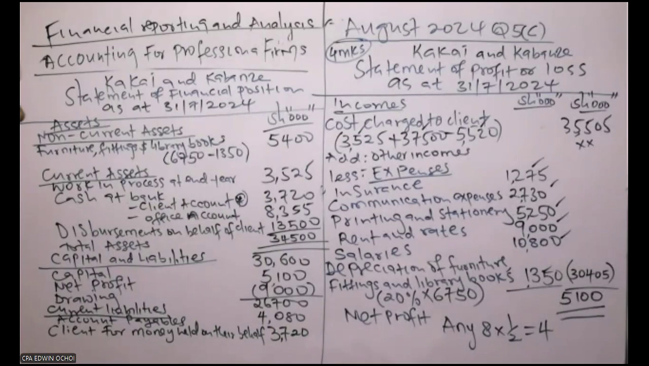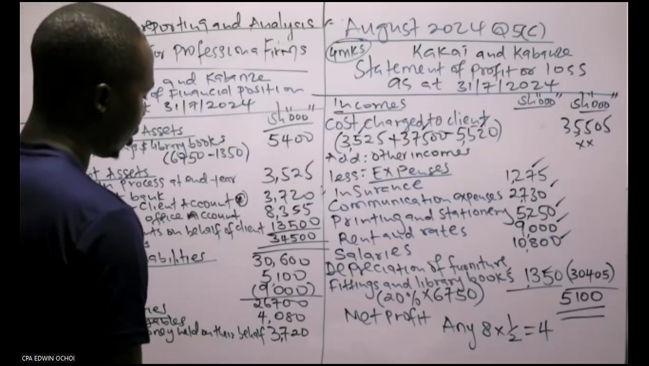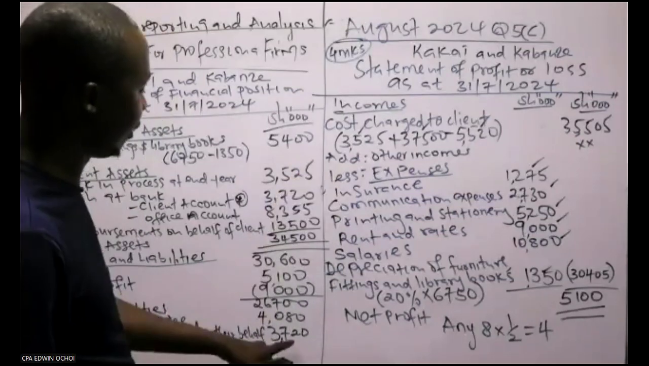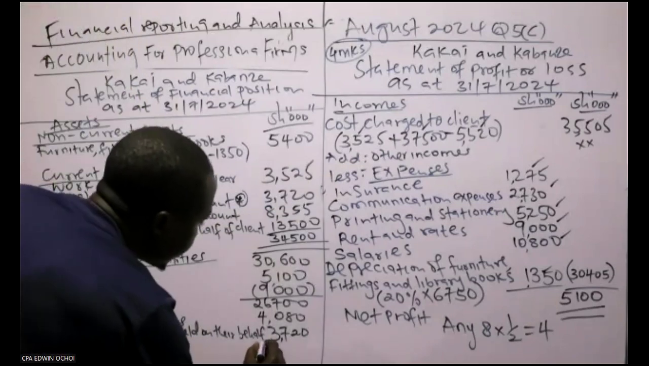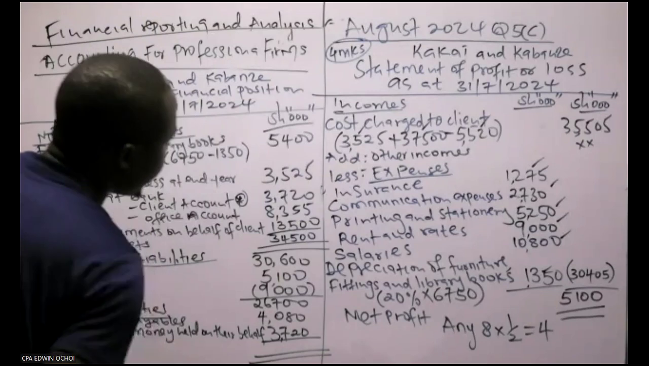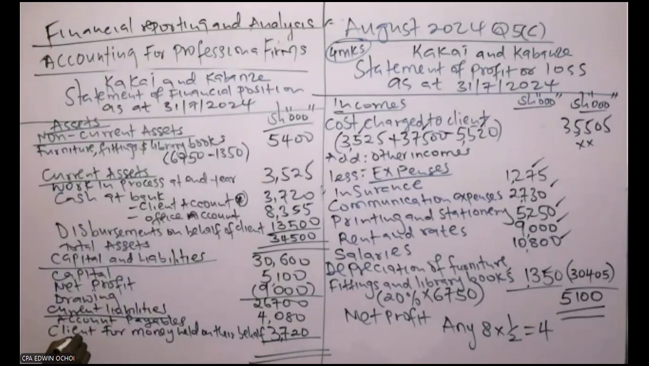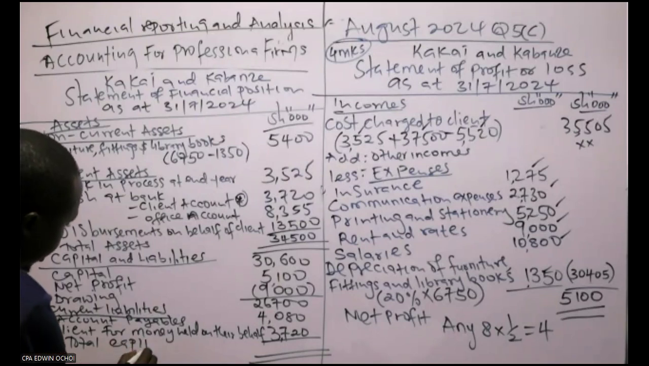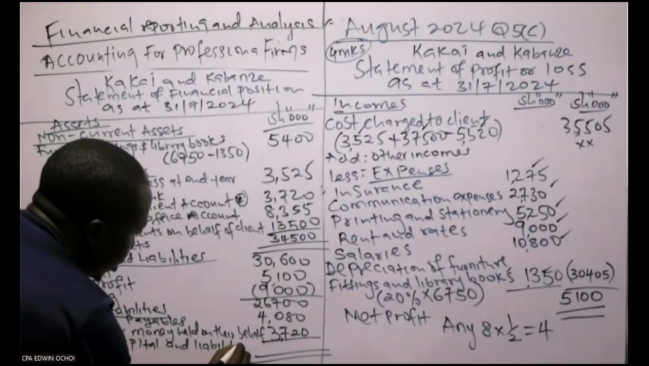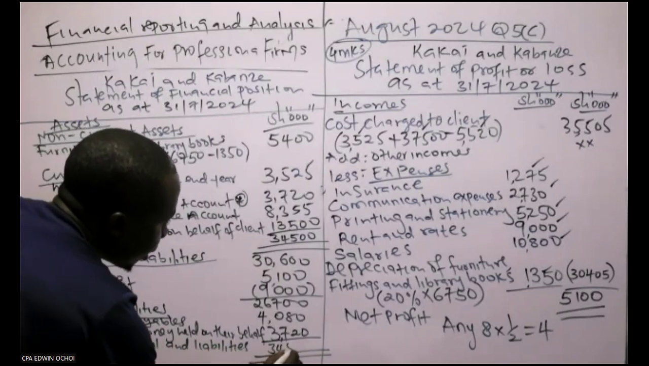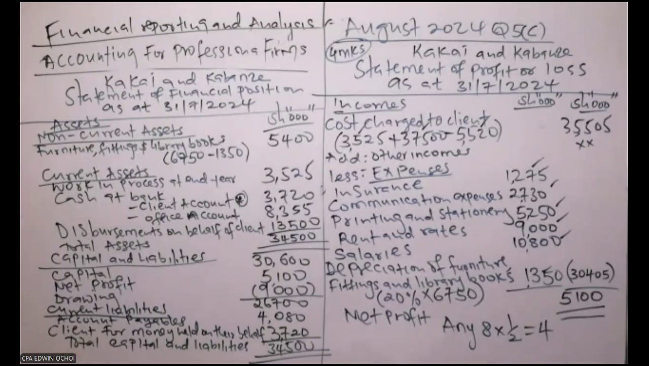But for this question, they were very specific. They went ahead to even mention this. Remember that under these clients for money held on their behalf, if you check, is it 3720, the same as this? It's the same. Yes. So we see total capital and liabilities 34,500. Okay, that is how it has balanced.